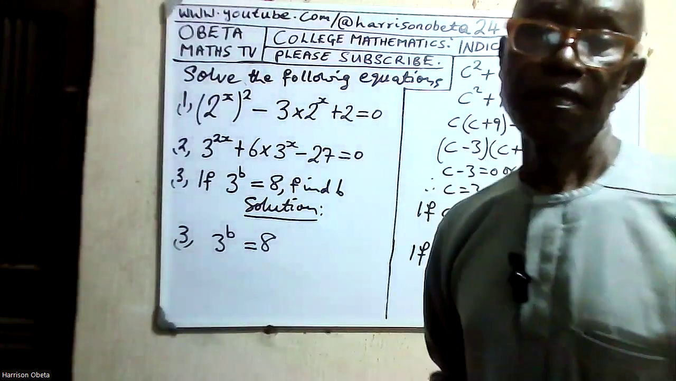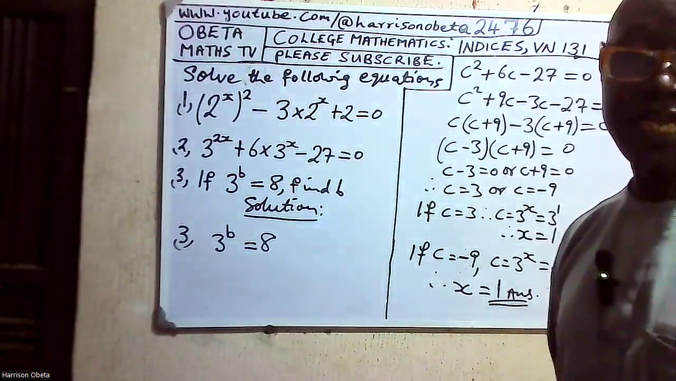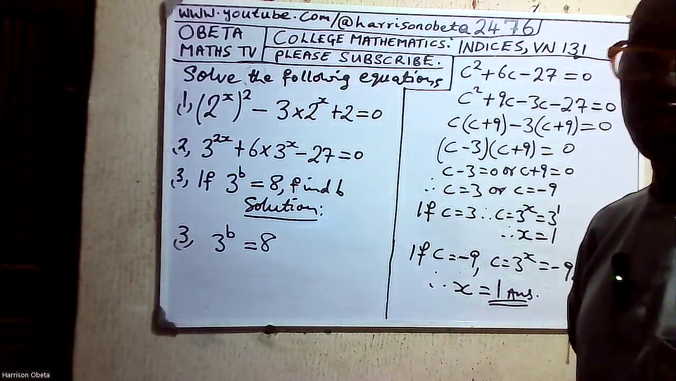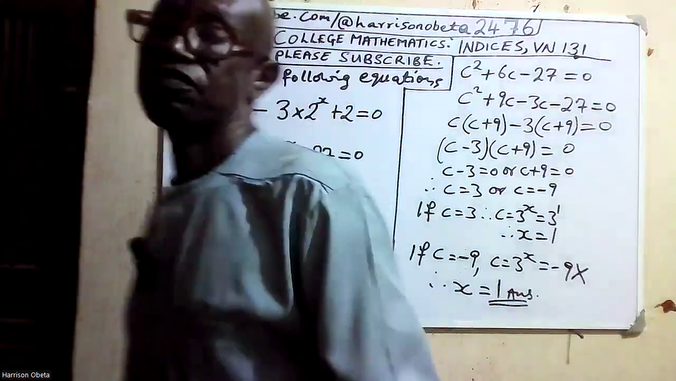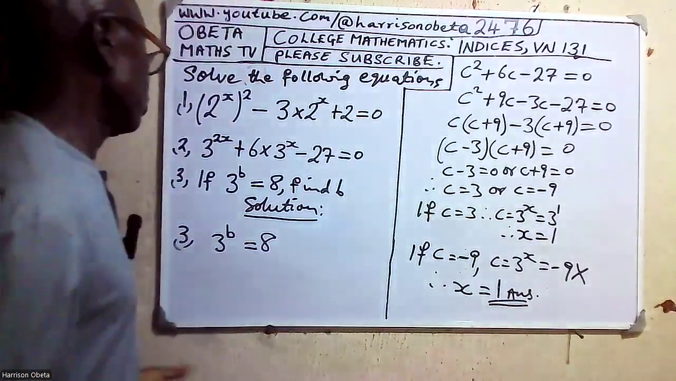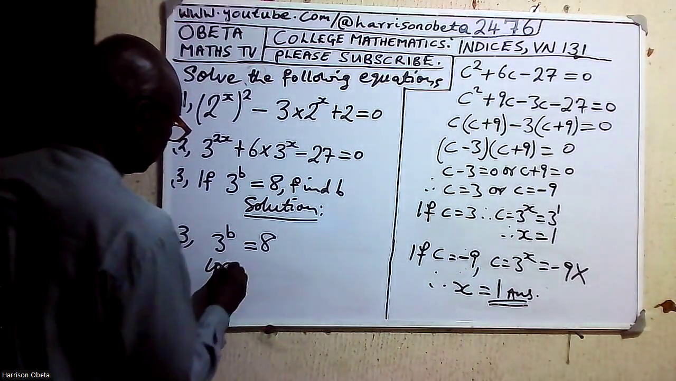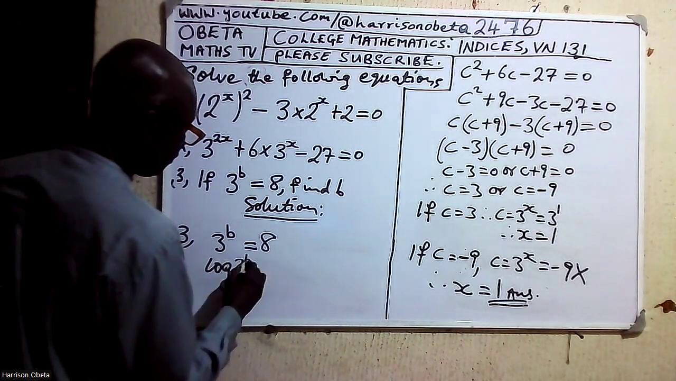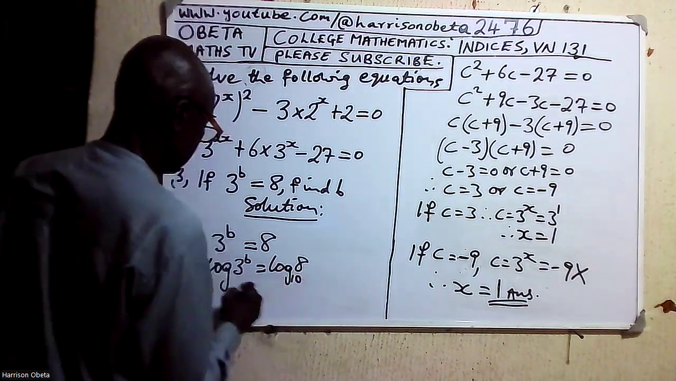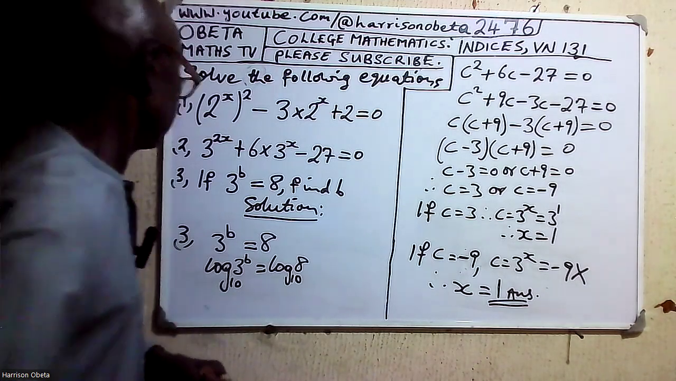You can see that there's no way you can raise the power of 3 to either a positive number or so to give us 8. So this one will involve taking the log of both sides to base 10, and then we'll be able to find the value of b. That means log 3 raised by b is equal to log 8 to base 10. We have taken the log of both sides to base 10.